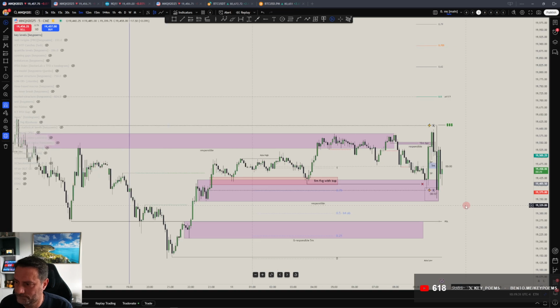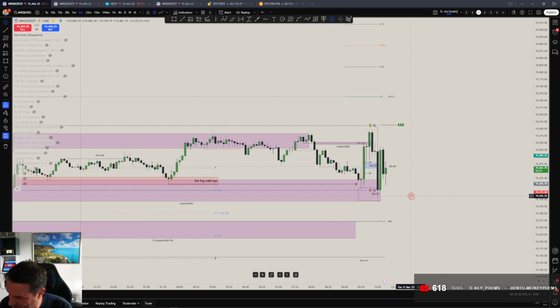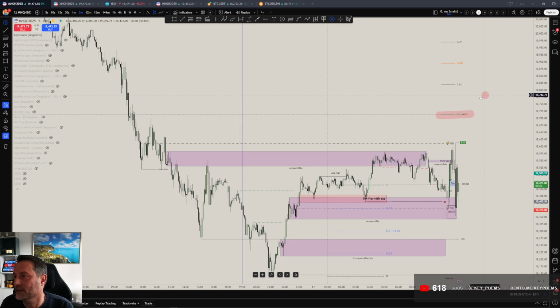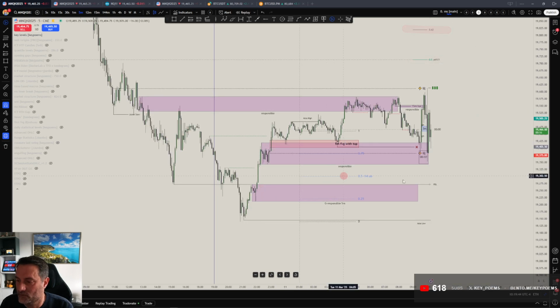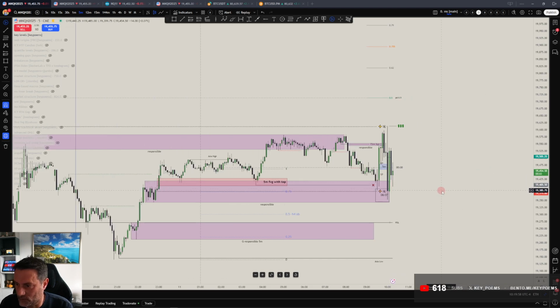I don't know anymore, to be honest. So I had marked the equilibrium of the previous day, the OTE levels, previous day low. And generally, we got a sense that maybe there would be a move to the upside. And that's why I took the long.